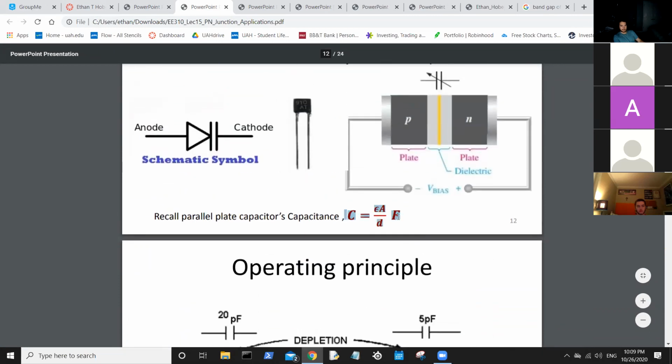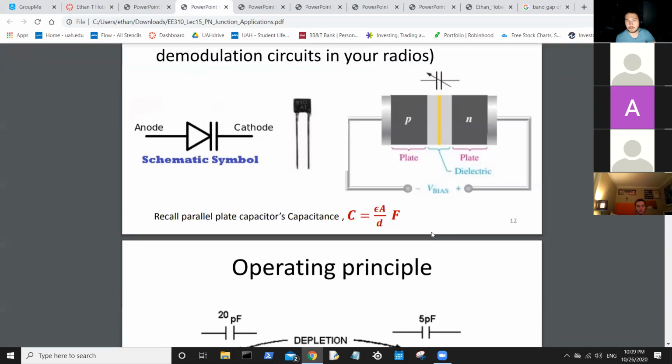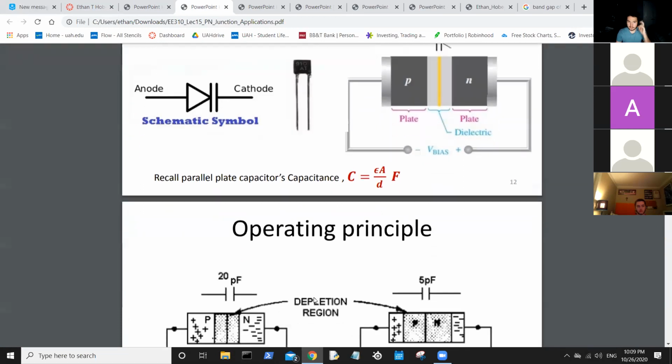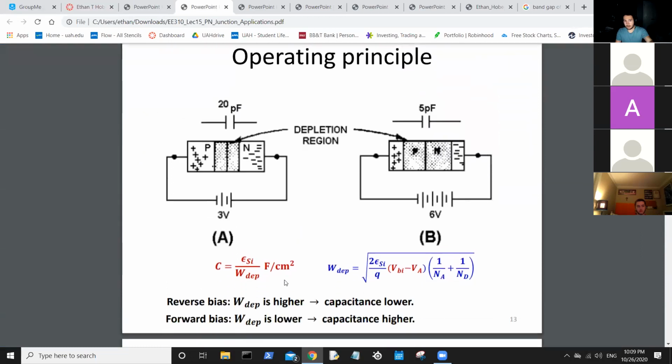The traditional parallel plate capacitor formula: the smaller the distance between your parallel plates, the higher the capacitance. That's just how parallel plate capacitors work. That principle, as it says here, is essentially mirrored. Our plates are now the edges of our depletion region. Thereby, the smaller the depletion region, the higher the capacitance of our diode.